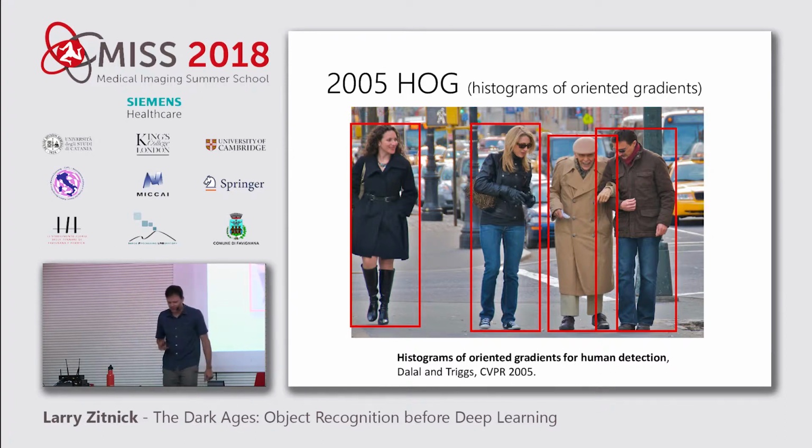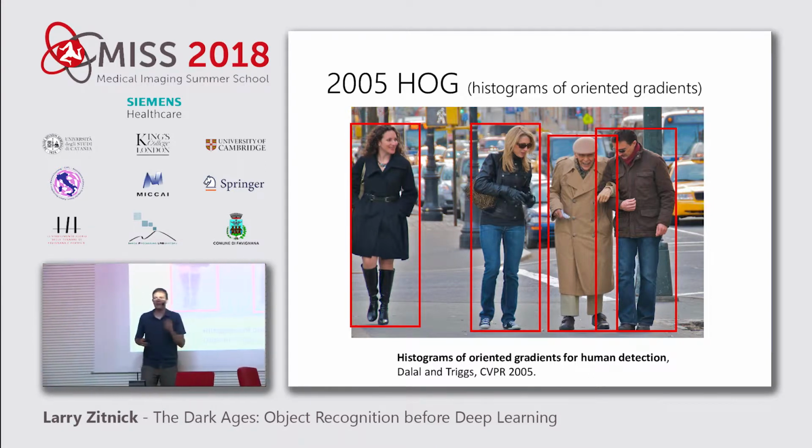So let's fast forward. Now we're in 2005. We're kind of getting into the modern era now. So, histogram of oriented gradients. At this point, this is Dalal and Triggs. Anybody know of Dalal and Triggs? That paper? Bill Triggs? Never mind. So basically, they wanted to detect pedestrians.